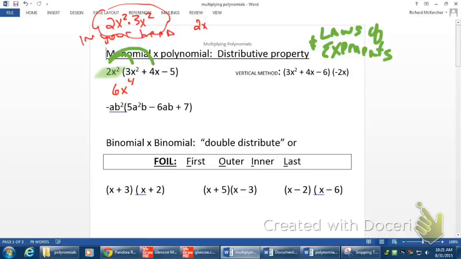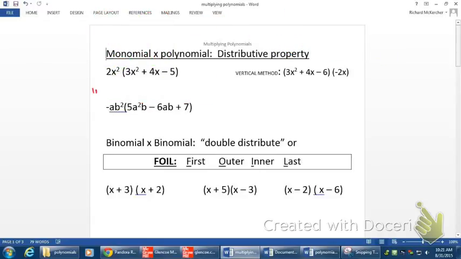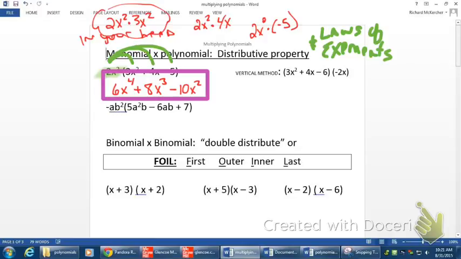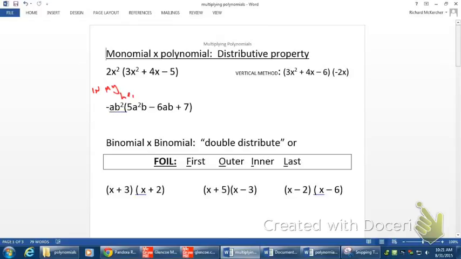We'll take the second term, and once again, in our head we're trying to do 2x squared times 4x. And then in our head, we're going to do 2x squared times negative 5. Guys, and that's really about it. The difference, of course, being at this level is the distributive property and all the laws of exponents happen in your head. So I got another example for you here.